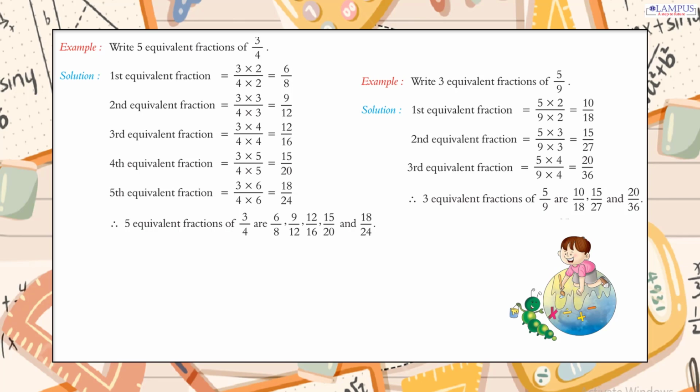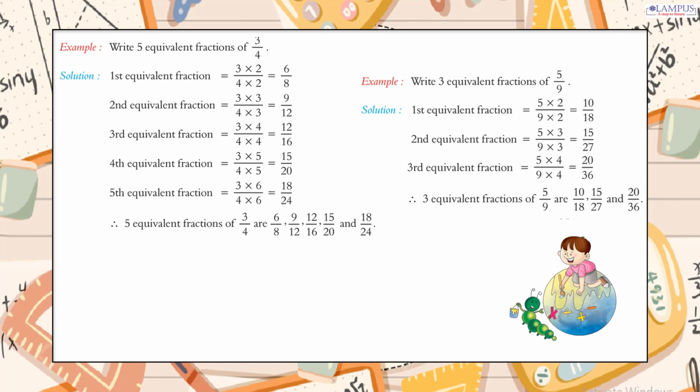Therefore, 5 equivalent fractions of 3 by 4 are 6 by 8, 9 by 12, 12 by 16, 15 by 20, and 18 by 24. Example. Write 3 equivalent fractions of 5 by 9.